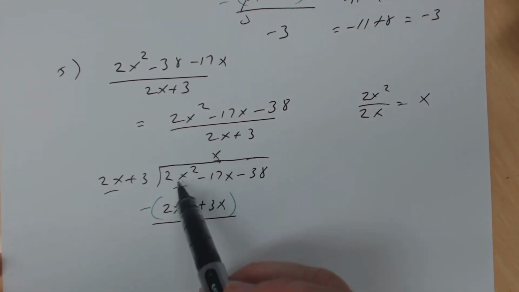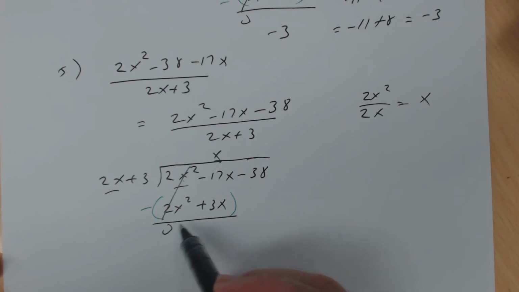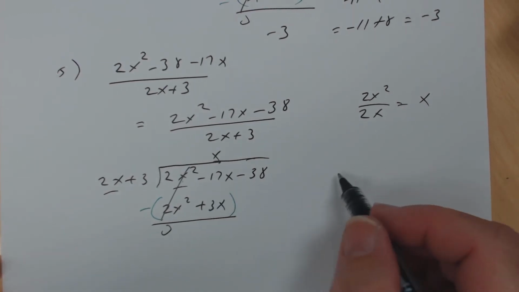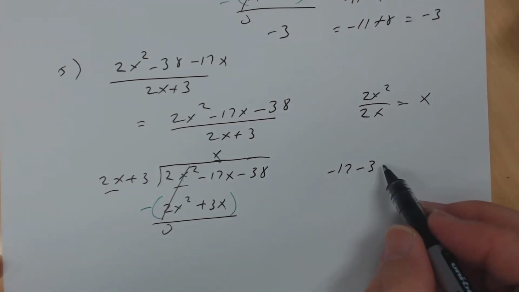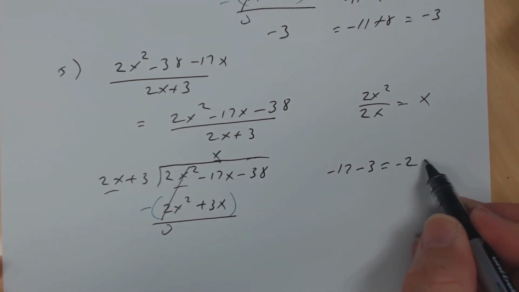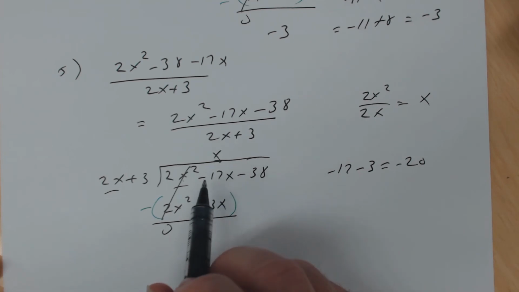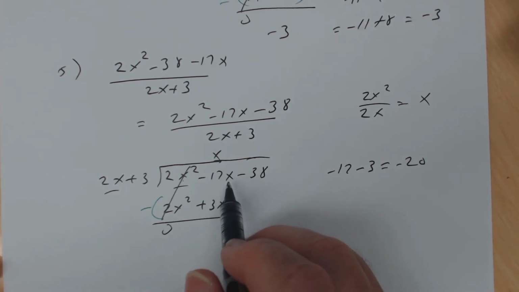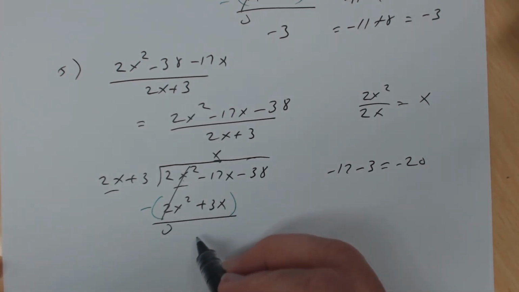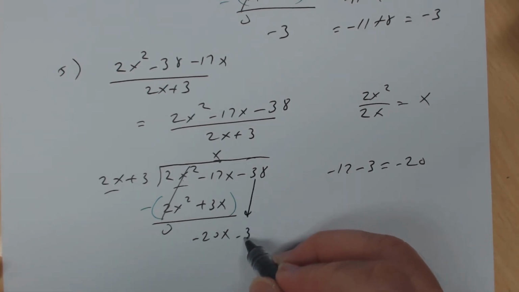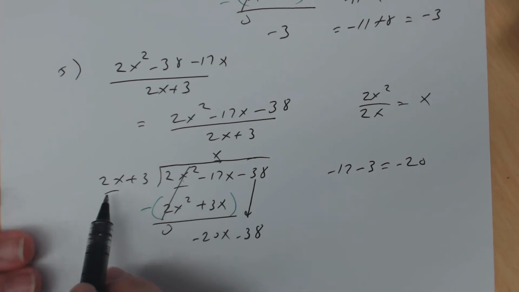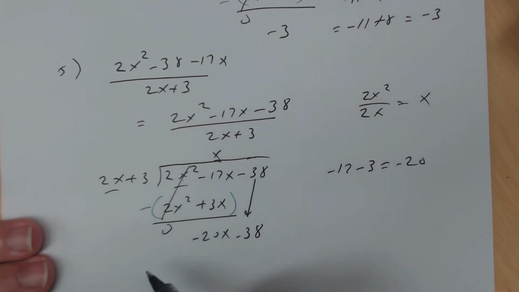So you're saying 2 subtract 2 is 0, so that cancels out. Over here you have a negative 17 subtract a 3. In your calculator, you should get negative 20. But what that means is a negative 17x subtract a 3x is a negative 20x. And then you bring down your next term. And so you do the process over again in this group.